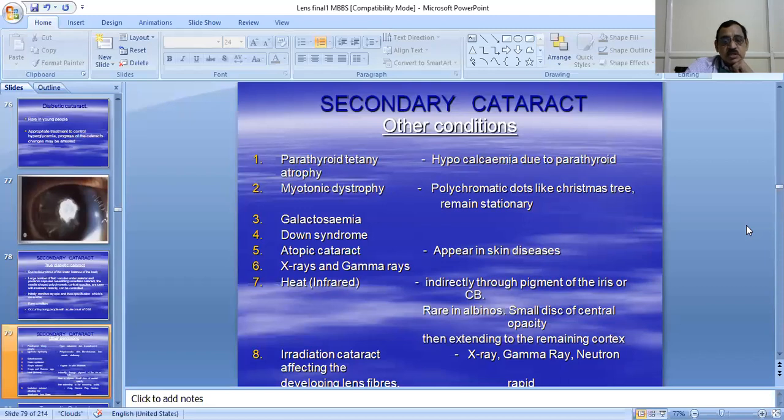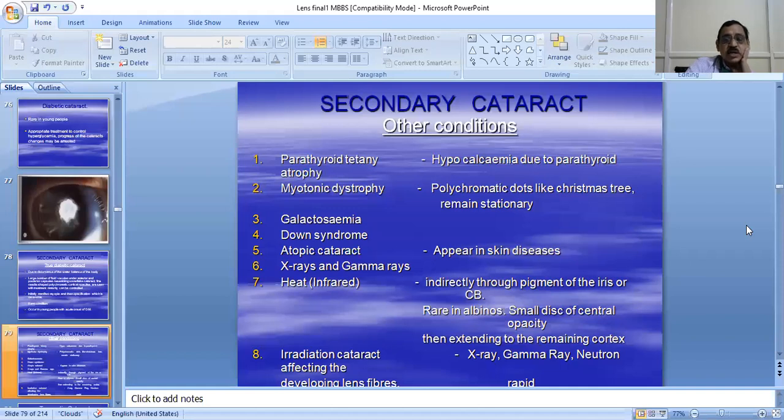And galactosemia: there will be oil drop-like opacities in the lens, and the patient's vision will not usually be affected unless it matures further. It can be prevented, or the opacity can be targeted, by avoiding milk and milk products. Down syndrome is also associated with cataract formation. Atopic cataract is seen in ichthyosis and atopic dermatitis.